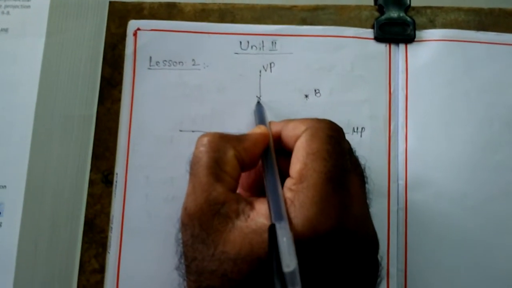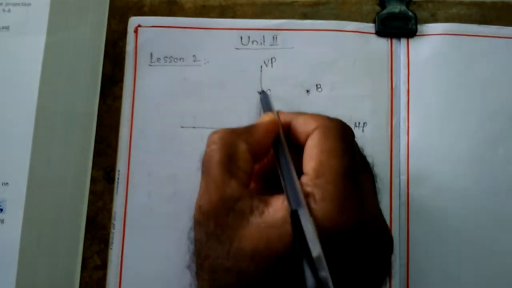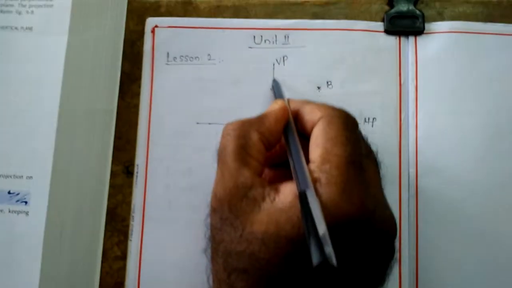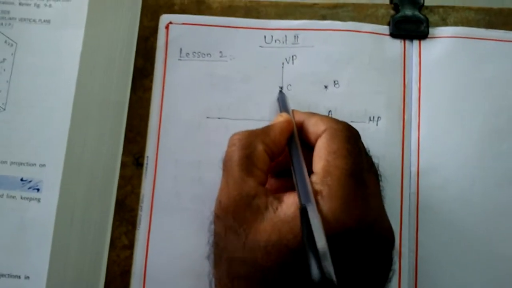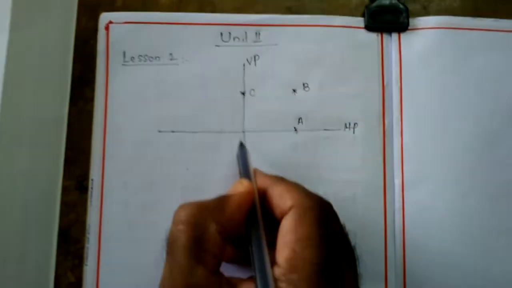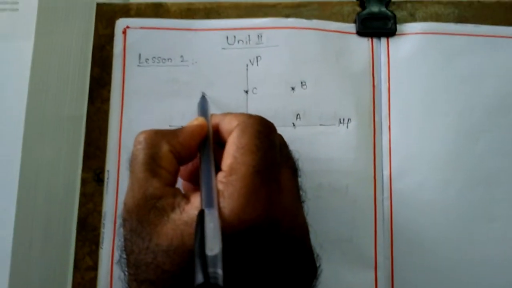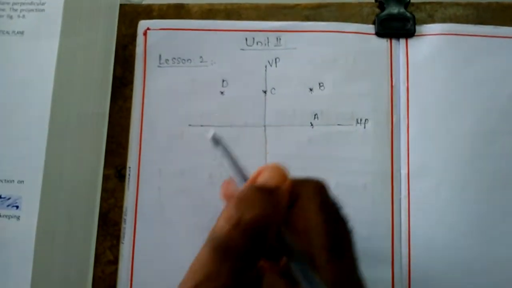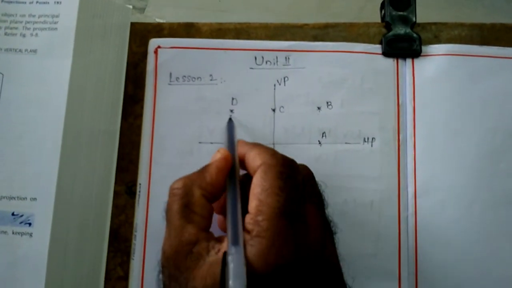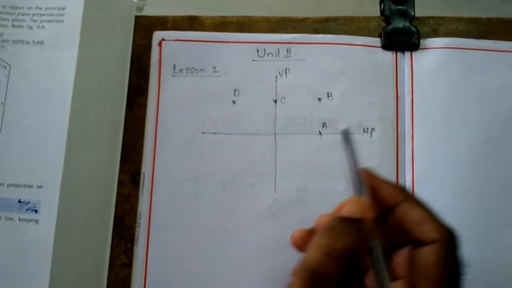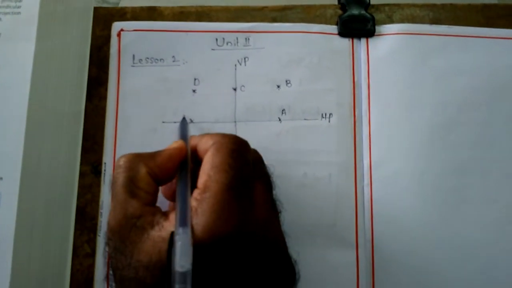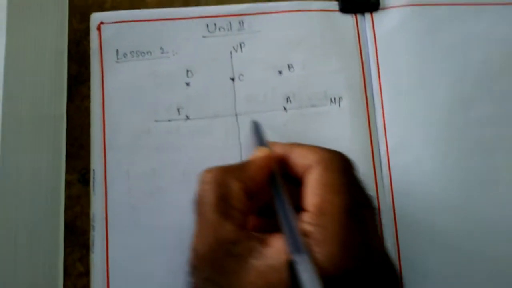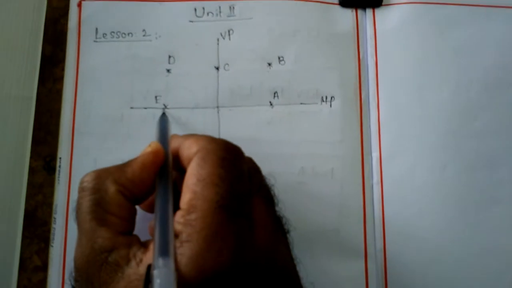Suppose the point C lies here. The point position is on VP and above HP. Suppose the point is here. So the point D is in the second quadrant. That's why this is above HP and behind VP. Suppose the point E is here. This is on HP and behind VP.